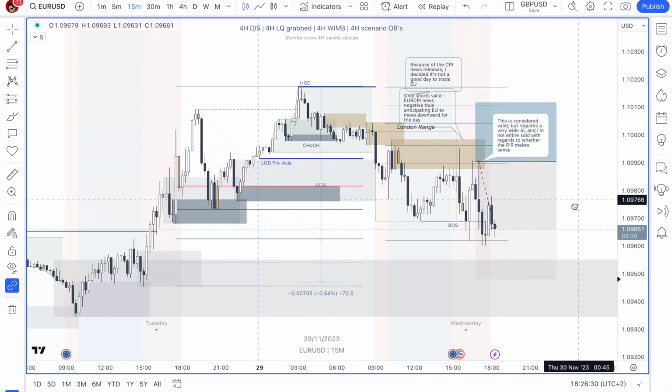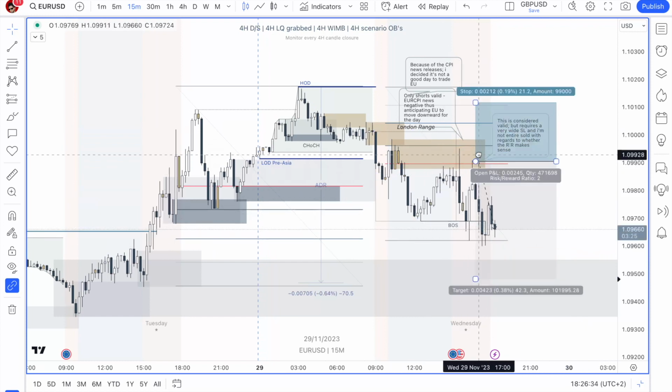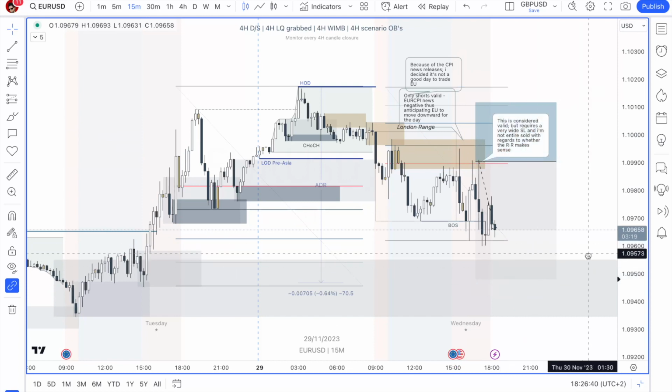the entry. However, what you can see is once the London range was liquidated, we came back, tapped a 50% level, and then continued to push to the downside, with this being the target.